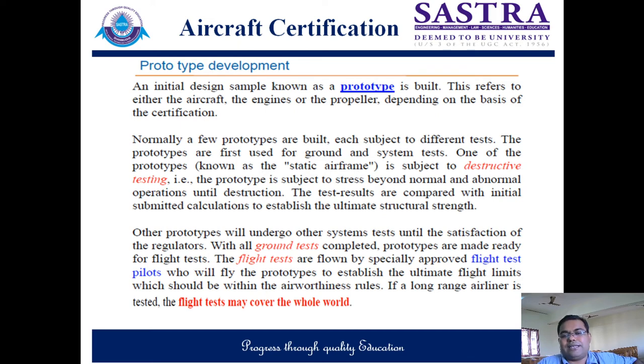Test results are compared with the initially submitted calculations to establish the ultimate structural strength. Other prototypes will undergo other system tests until the satisfaction of the regulators. With all ground tests completed, prototypes are made ready for flight test. The flight tests are flown by specially approved flight test pilots, who will fly the prototype to establish the ultimate flight limits, which should be within the airworthiness rules.